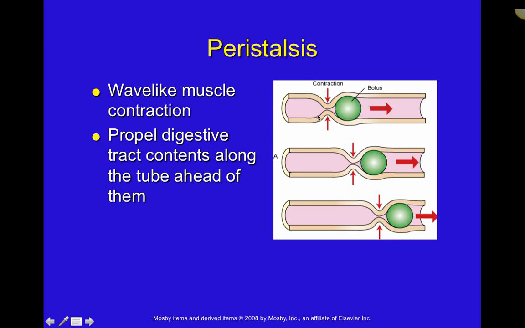The food is called a bolus when it's in the esophagus, and then it works its way into the stomach where it's called digesta, and then once it's in the small intestine it's called chyme, C-H-Y-M-E. In the small intestine it's chyme, it's still a liquid, and then in the large intestine it gets dehydrated quite a bit and becomes more fecal matter.